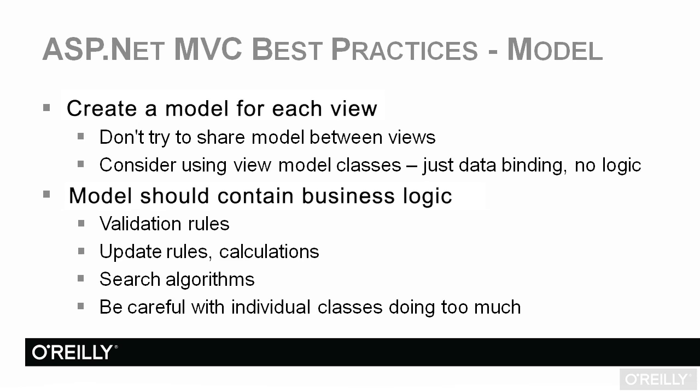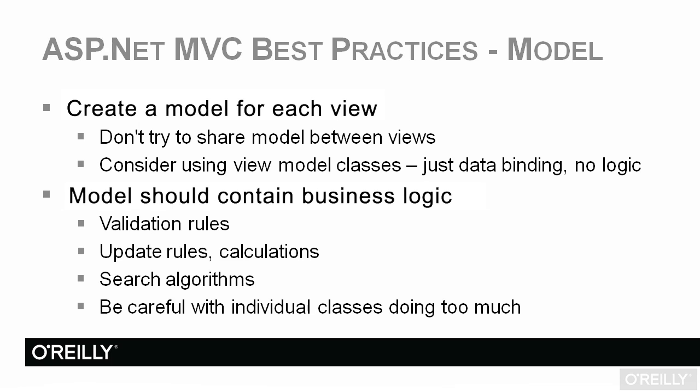You might also consider just using view model classes. And view model classes just do the data binding. They're effectively storage classes. They don't have any logic behind them. And those might be the classes that you use in your views. That doesn't mean that the model as an overall layer doesn't have any validation rules or business rules. It just means that the particular classes that the view uses for the model are just storage classes for data binding. The model layer as a whole should definitely contain the business logic.